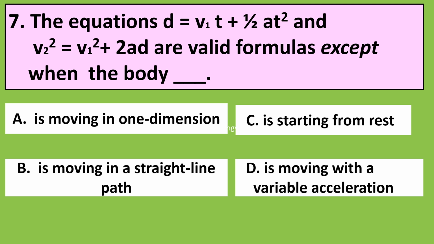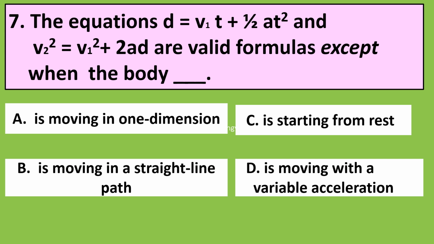That's why it's called dimension. One dimension. How about option letter B? Moving in a straight line path. Alright? Not curved, not in a zigzag manner, but in a straight line path. Or option letter C, starting from rest. Okay, where the initial speed is 0. And the last option is moving with a variable acceleration. What do you think is the best answer?